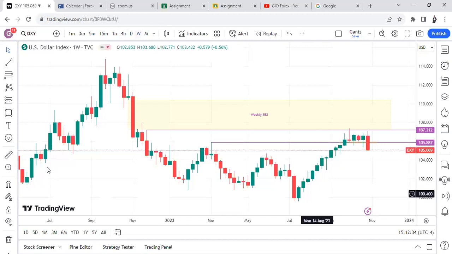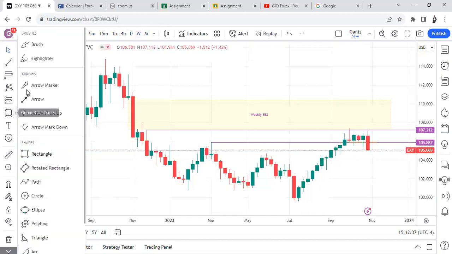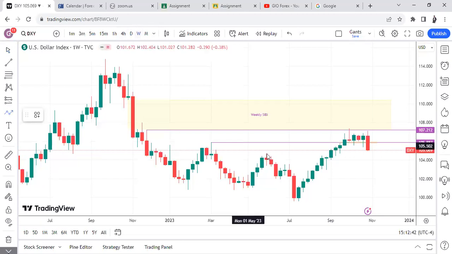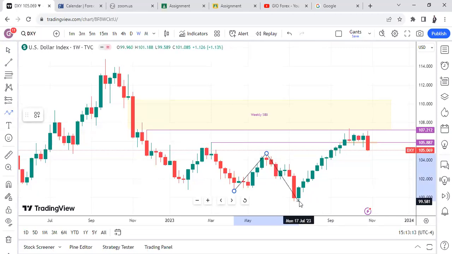Now this is what I'm looking at. Though I am still long-term bullish on the index, you have a high, you have a low, and then you have a lower low. So you have a bearish trend, all right?